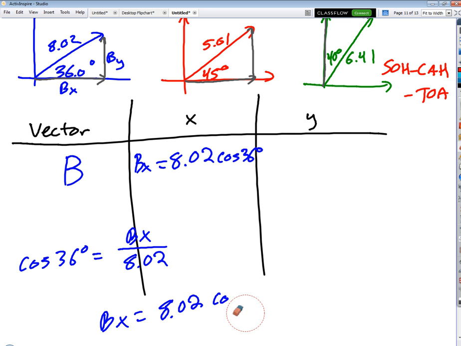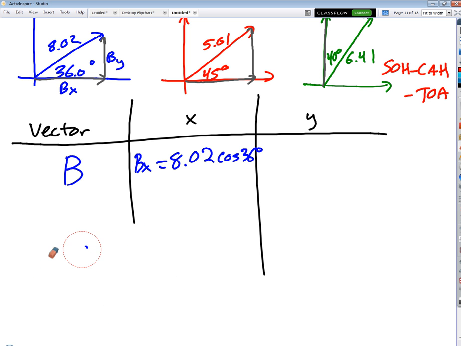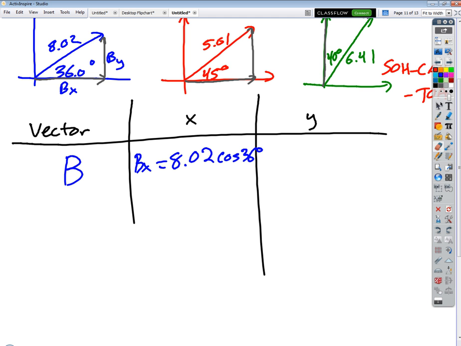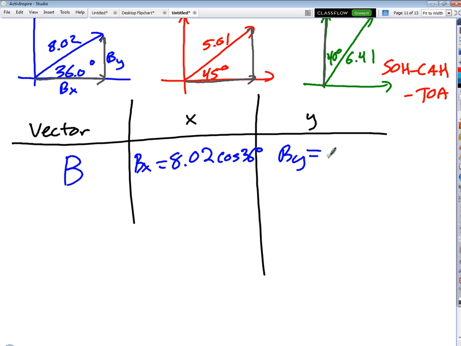Okay, what about the sine? Same game we're going to play. For the sine, that's going to be this component, B sub y. Oh, I should have given that away. For B sub y, how am I going to write that one out? What's going to be the first part of it? Deshaun, B sub y equals what? The y component. 8.02. Good, you've got to multiply the magnitude times sine, because this is a SOH, right? That's opposite, and if I'm trying to find that side, it's opposite and hypotenuse.